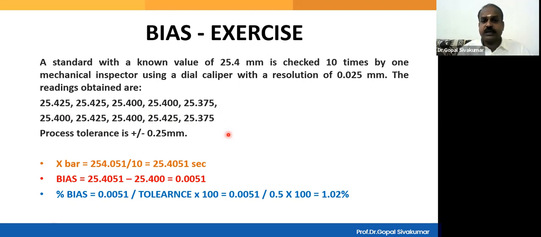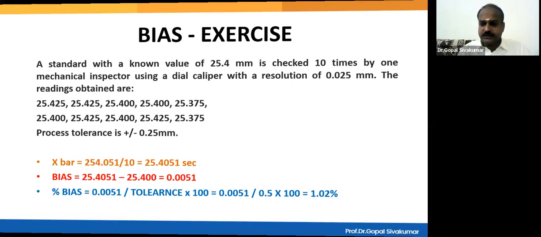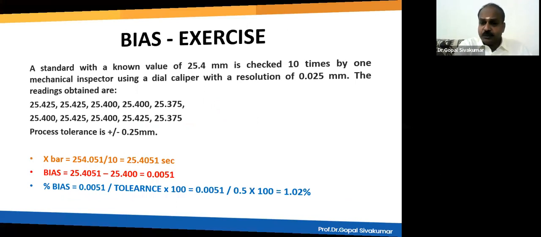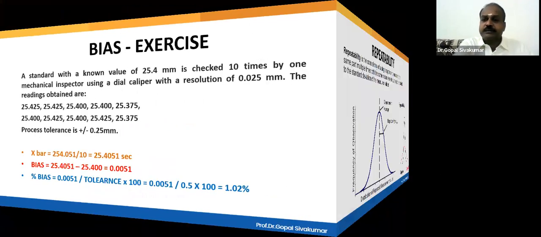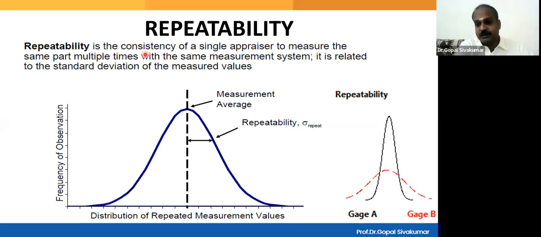An estimate of the inconsistency observed in a single appraiser's reading is called repeatability error. That is written here. When I say inconsistency, it is repeatability error. Suppose if you can measure consistently, then you are highly repeatable. Hope you get the point. Repeatability is good, but repeatability error is bad, right? So repeatability is the consistency of a single appraiser to measure the same part multiple times with same measurement system. It is related to the standard deviation of the measured value.